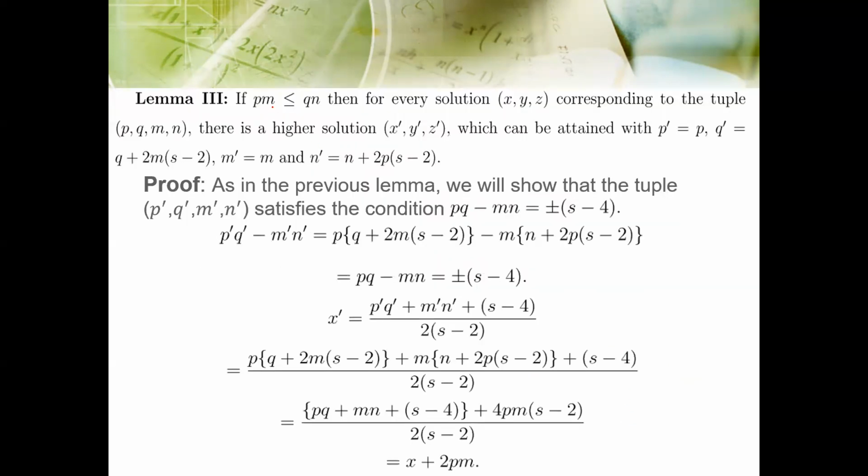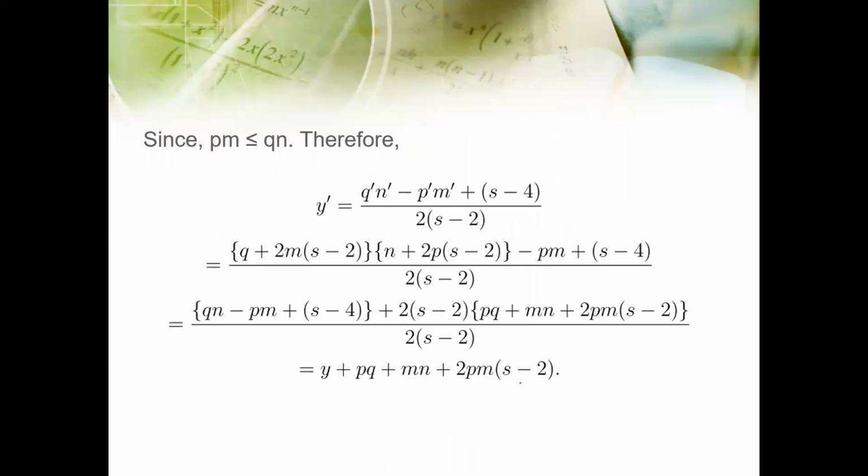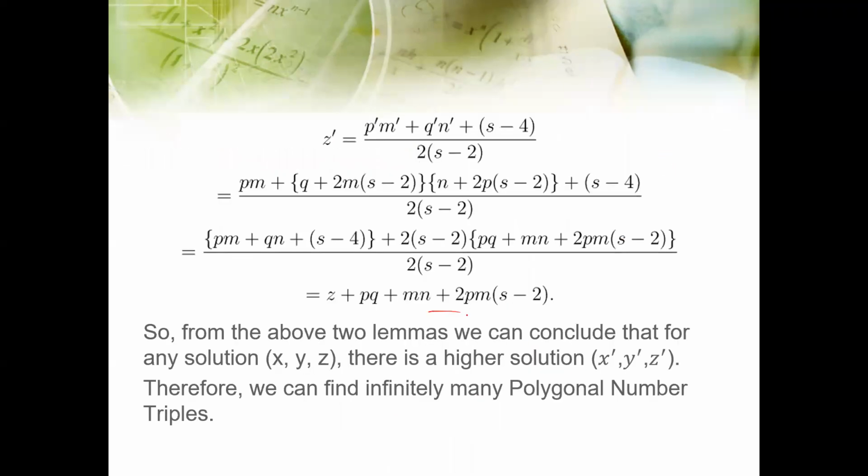Similarly, if pm is less than or equal to qn, then for every solution x, y, z corresponding to the tuple p, q, m, n, there is a higher solution x dash, y dash, and z dash, which can be attained with p dash equal to p, q dash equal to q plus 2m times s minus 2, m dash equal to m, and n dash equal to n plus 2p times s minus 2. And the method is just the same as previous lemma 2, and we will get x dash equal to x plus 2pm, then y dash equal to that, and z dash equal to that.